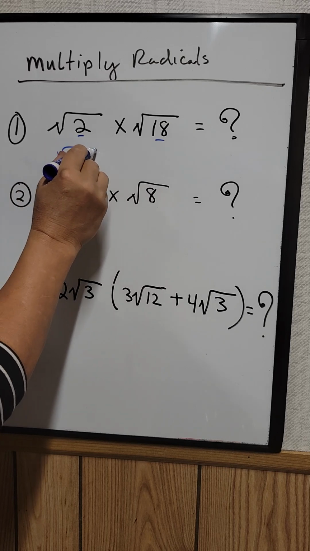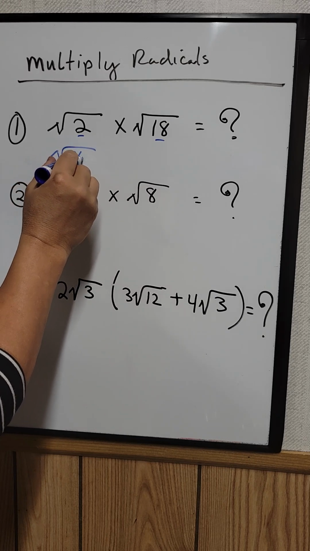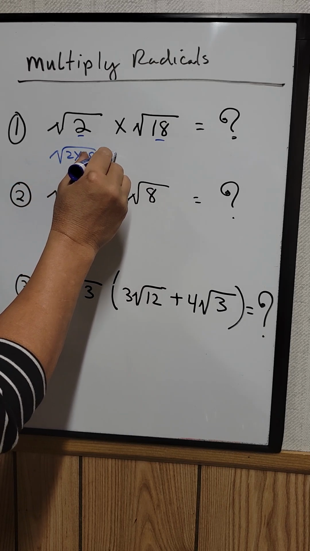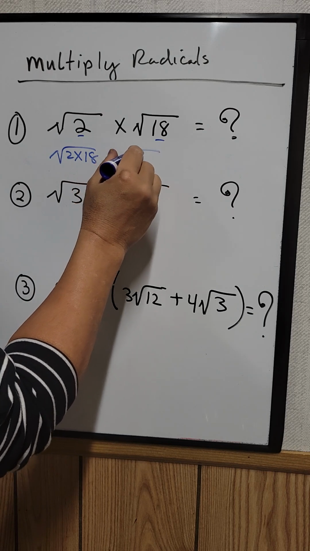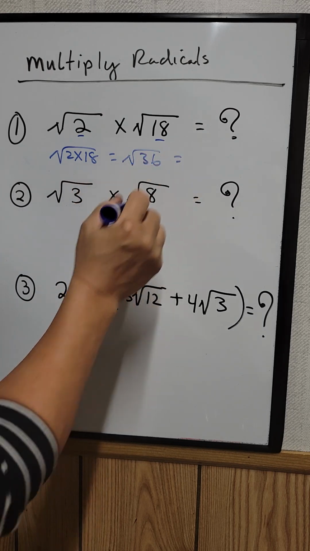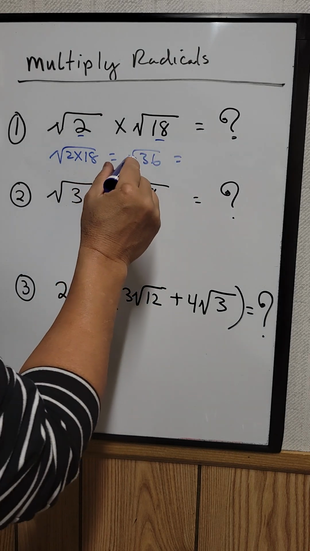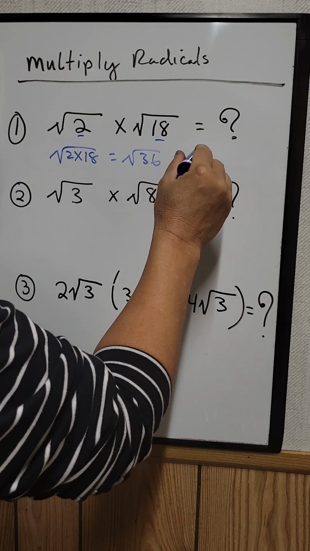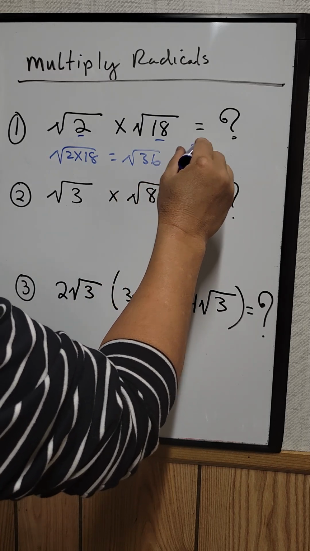So that's just equal to the square root of 2 times 18. So that's just equal to the square root of 36. The square root of 36 is a perfect square. That's just equal to 6. All right, that's the answer right there.